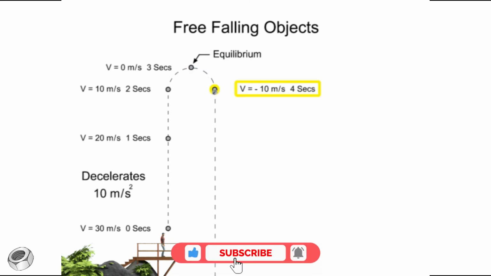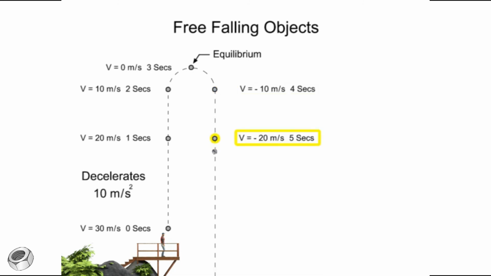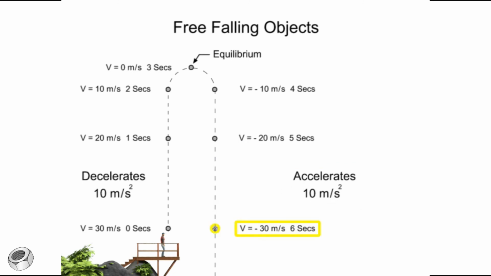Immediately, the ball begins to free fall from this momentary stationary position and experiences an acceleration back toward the Earth at 10 meters per second squared. After falling for 3 seconds, the baseball is at a velocity equal to its initial velocity of 30 meters per second.